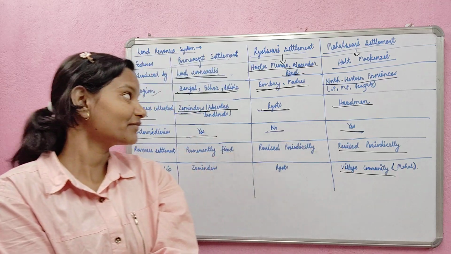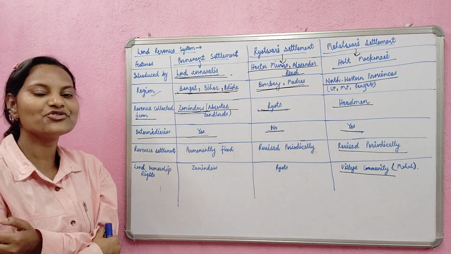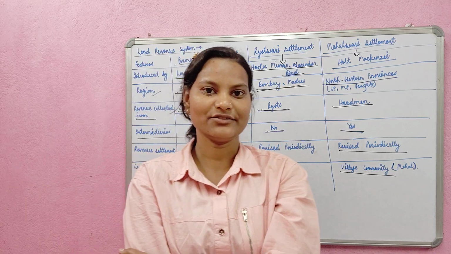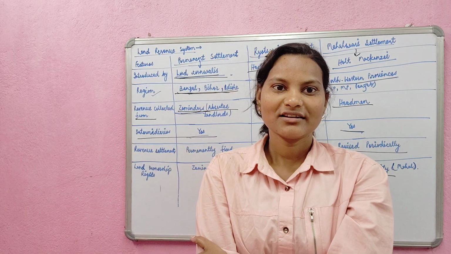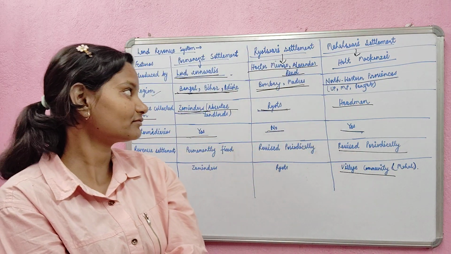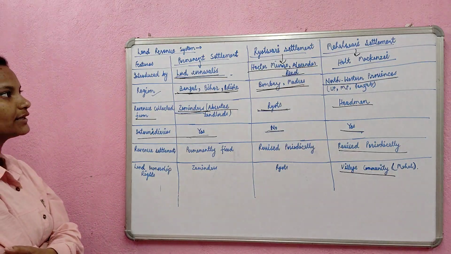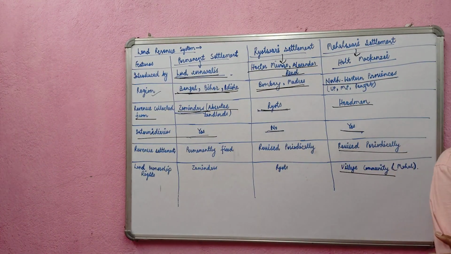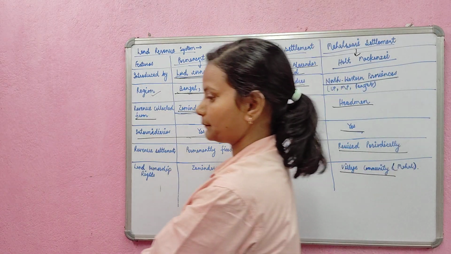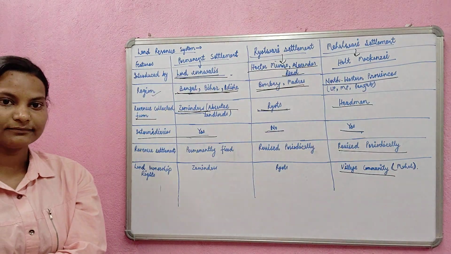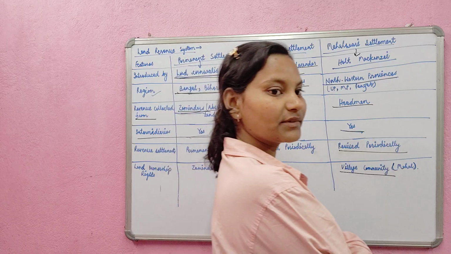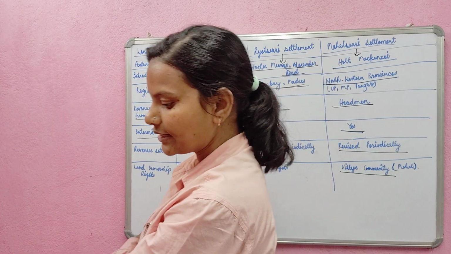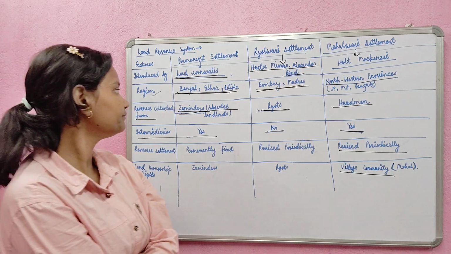Today I am going to teach you the most important topic of modern Indian history, and that is the land revenue settlements. There were three kinds of settlement introduced by the British government in different regions at different times. They were the Permanent Settlement, the Ryotwari Settlement and the Mahalwari Settlement. So let's see its features one by one.